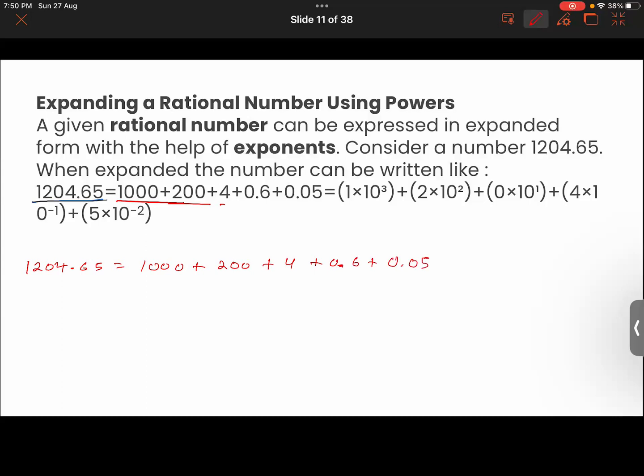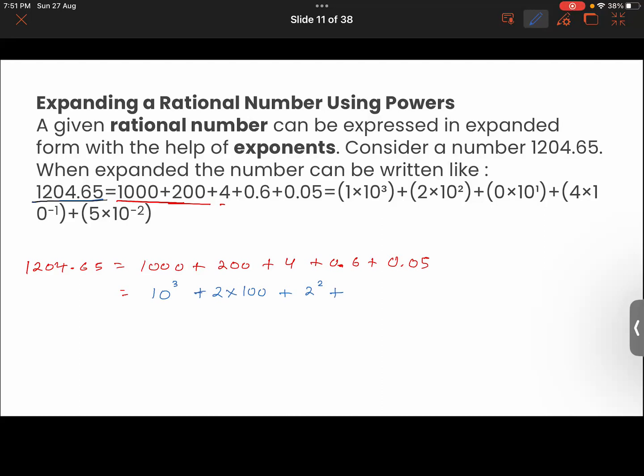Do I need to explain what we did here? 1000 can be simply written as 10 raised to the power 3. How else can we write 200? Can we not write it like this, 2 into 100? 4 can be written as 2 square. Or what about 0.6?